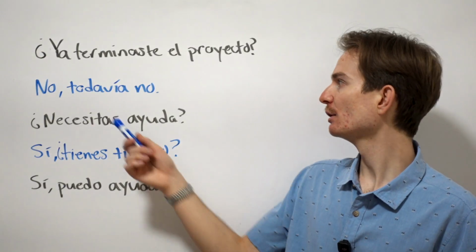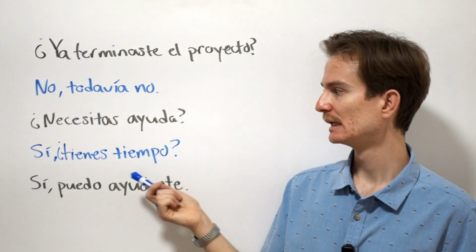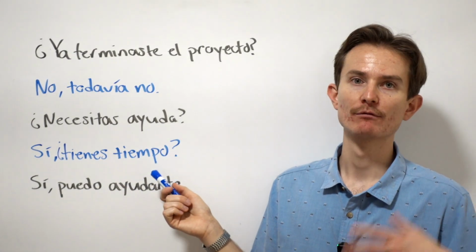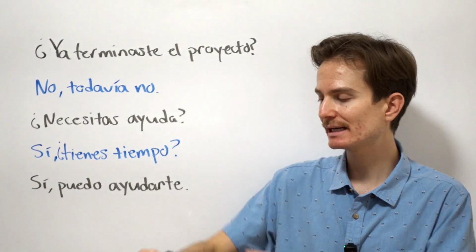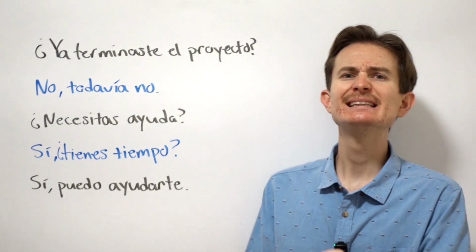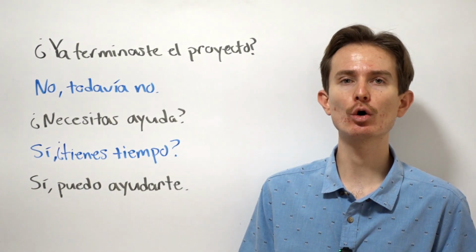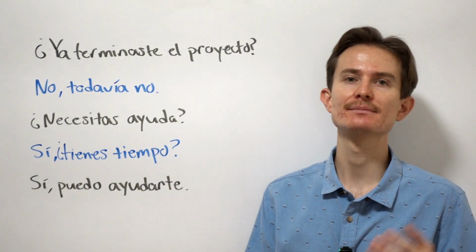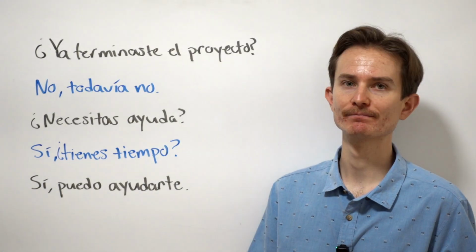Okay. No, todavía no. ¿Necesitas ayuda? Do you need help? Sí. ¿Tienes tiempo? Do you have time? Now, for the word time in Spanish, you can say "tiempo" for time, or you can say "la hora." ¿Tienes la hora? Do you have the time? Or ¿qué hora es? What time is it, for example? Okay, but in this case, I'm saying, hey, do you have time to help me? So in that case, we would use "tiempo."